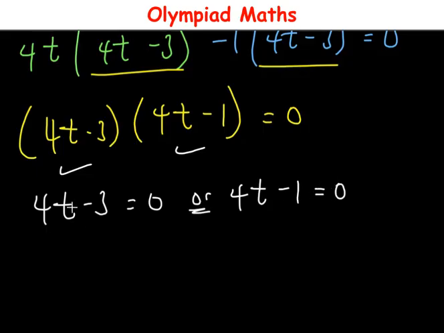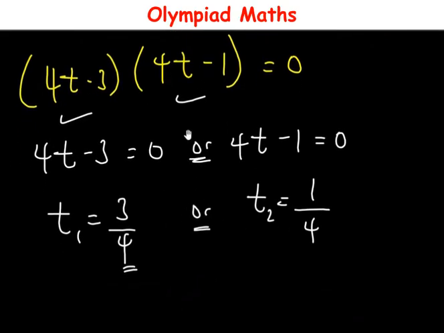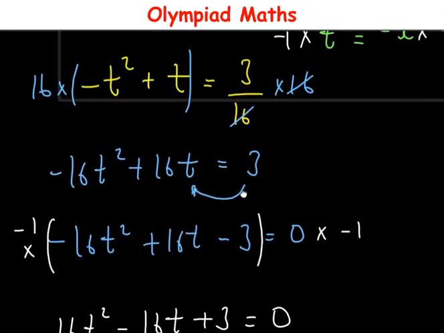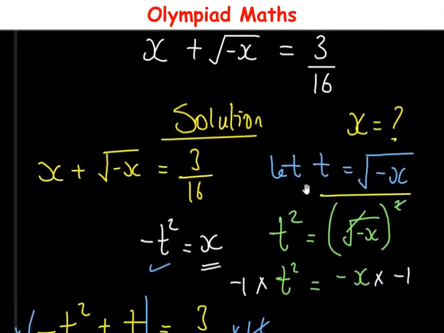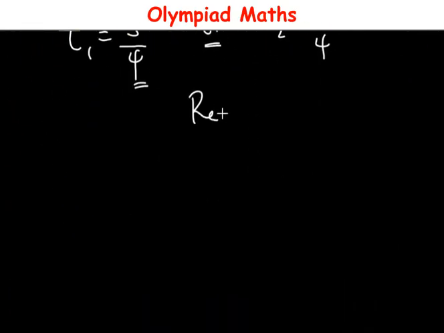From this equation, we can get the value of t to equal 3 over 4. Okay, or from this equation, we can get the value of t to equal 1 over 4. So we have two solutions for t, 1 and 2. But the goal is to solve for x. So recall that from here we said let t equal root minus x. So we said, recall that t is equal to root minus x.